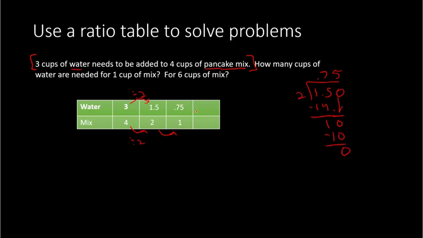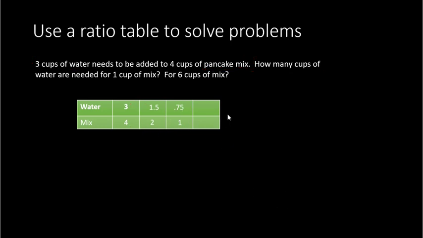So we have actually answered the first part of the question. How many cups of water are needed for 1 cup of mix? Well, 1 cup of mix requires 0.75 cups of water, which would be 3/4 of a cup. Now the last part of the question asks how much water is needed for 6 cups of mix. So one other technique we can use that we've not explained yet is we can use given information in the table to add, if needed, to get the numbers we want.